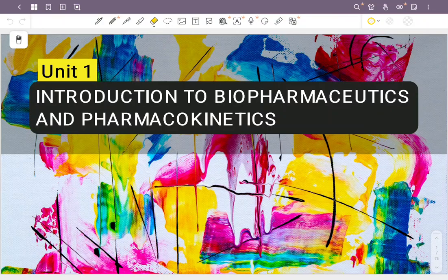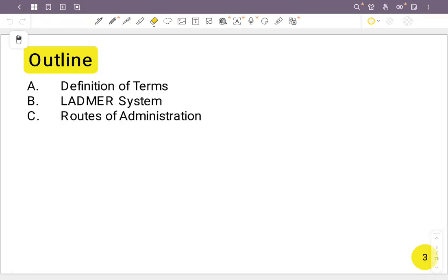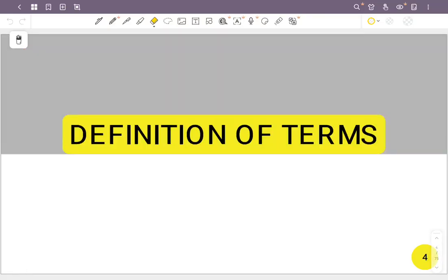So, let's start. This will be our discussion outline. First is the definition of terms, particularly terms relevant to biopharmaceutics and pharmacokinetics. Then we will also discuss the ADME system, but only briefly, guys, because we will discuss each of them in later topics. And lastly is the routes of administration, and also only briefly, because I believe you already finished this topic in your DDS, but we will review it. So let's start with our definition of terms.